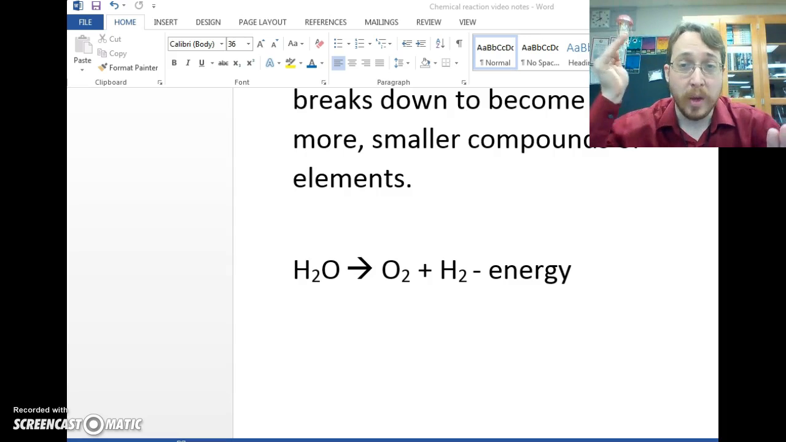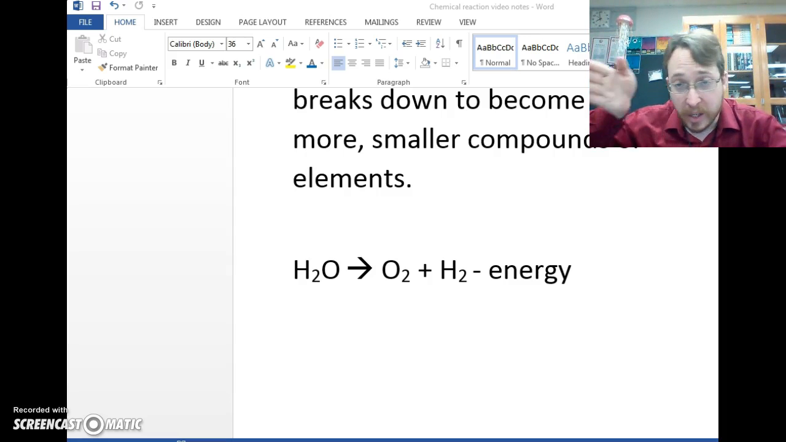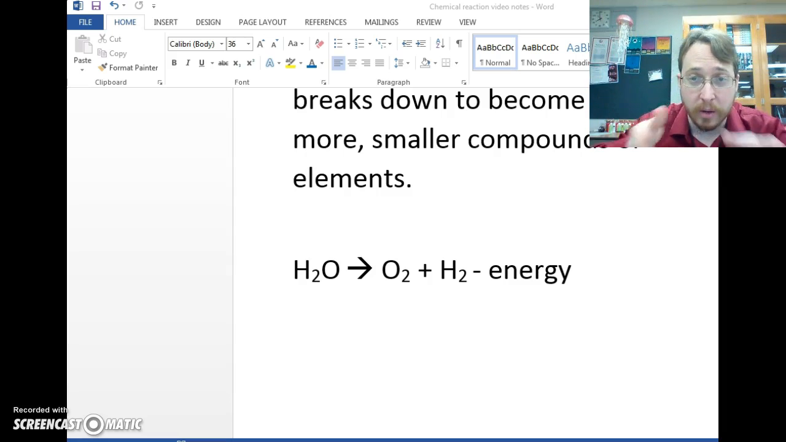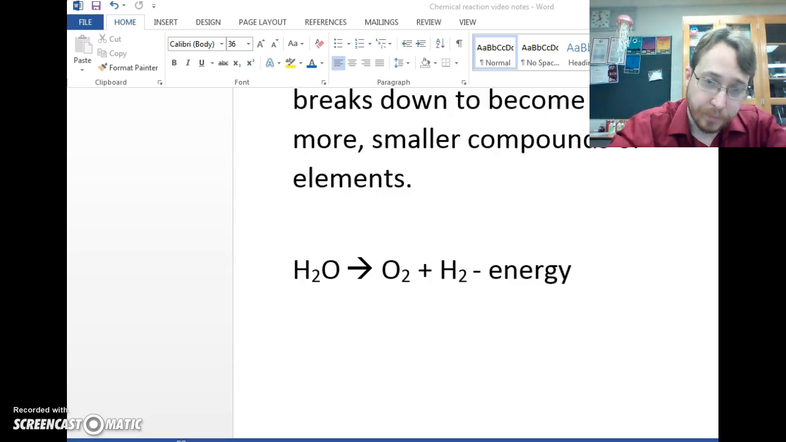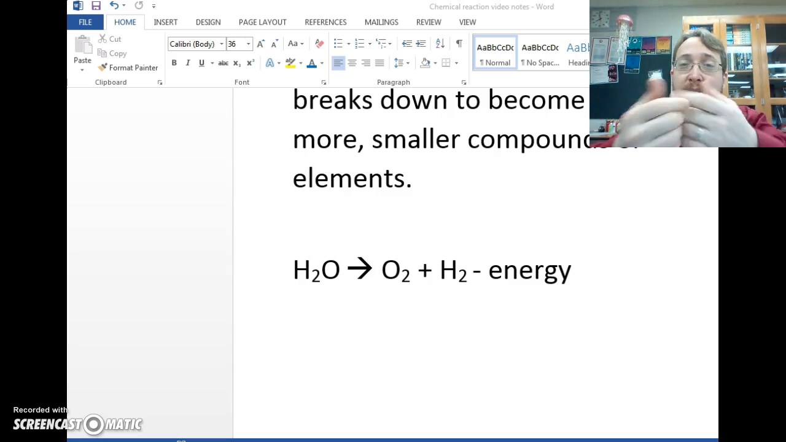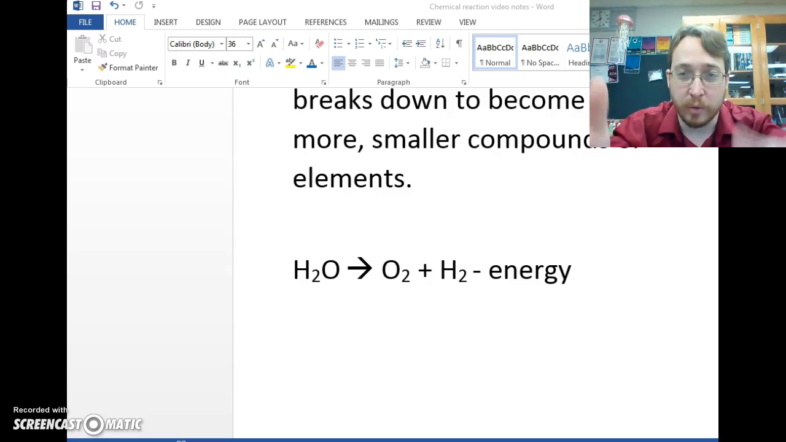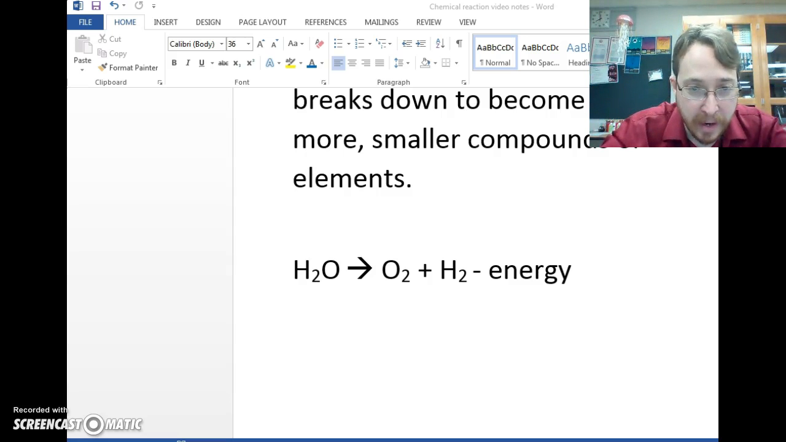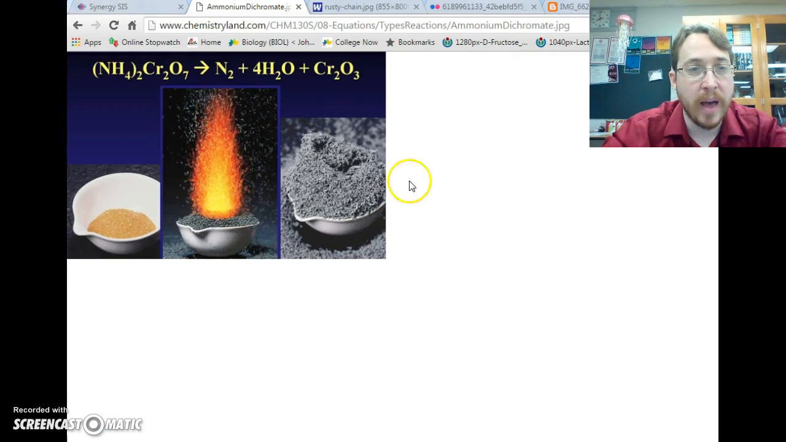Water, if you put energy into it, usually electricity, you pass electricity through it, you're adding energy. The universe has to invest the energy. So the universe loses the energy, it goes into breaking up this water. But if you do that, you can get oxygen gas and hydrogen gas. So we have one compound breaking down into two smaller elements. And we have a picture of that here.